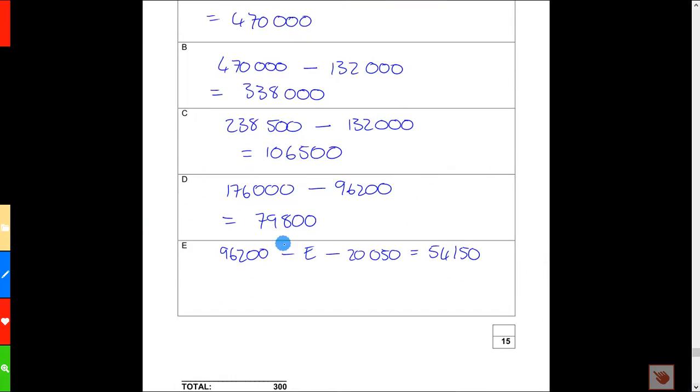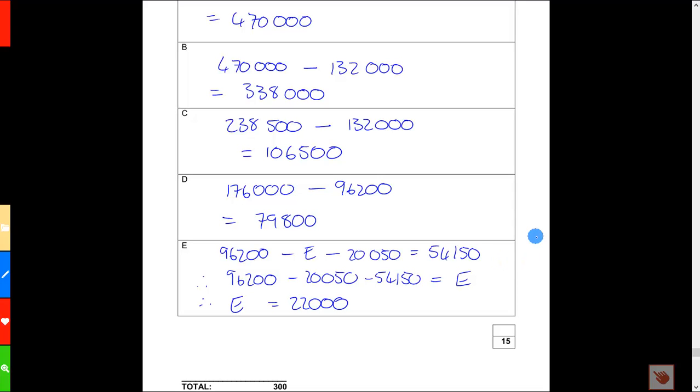And now we can just find E as the missing figure, and then you get E all by itself. So we add E on both sides, and we've got minus 54,150 on both sides: 96,200 minus 20,050 minus 54,150 is equal to E. Therefore E is going to be 22,000 Rand. That was question 8.